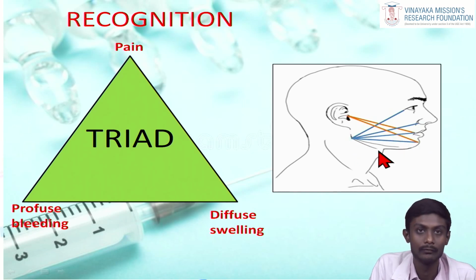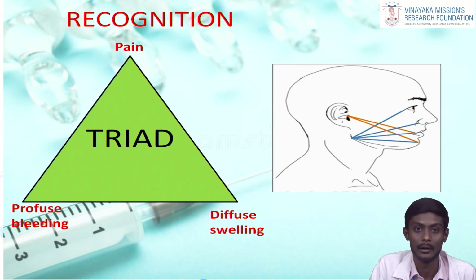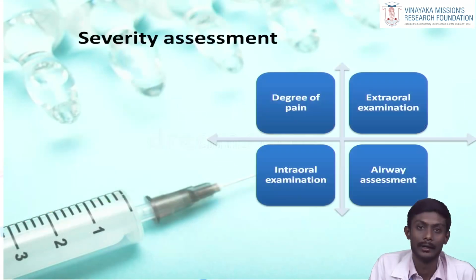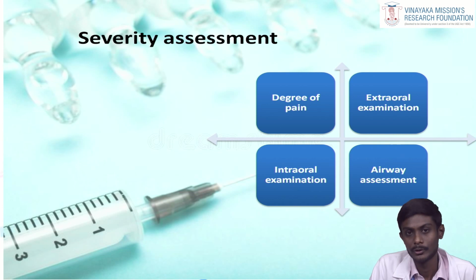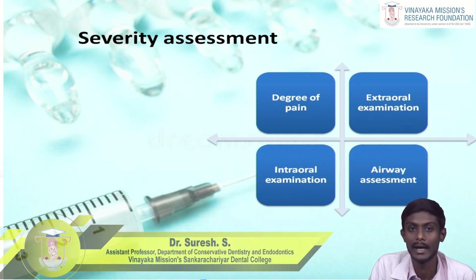By using these 6 points, we can estimate the amount of diffuse swelling formed after the extrusion of sodium hypochlorite, and the amount of extrusion can also be approximately calculated from the amount of swelling formed. The next one is the assessment of the severity, because the assessment is mainly needed for the proper management of the sodium hypochlorite accident.